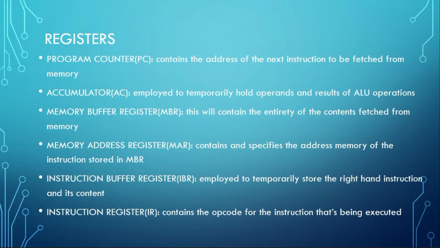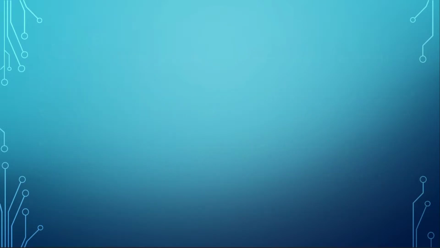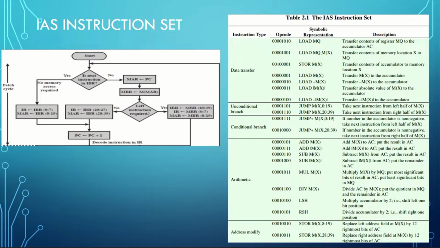And finally, we have the instruction register. And this contains the operation code for the instruction that is being executed. So I highly suggest that you write this down because this is going to help you in understanding the fetch and execution cycle, what each register does and what its purpose is. So just copy this and write it down somewhere, and then we're going to refer to it in the execution and fetching cycle.